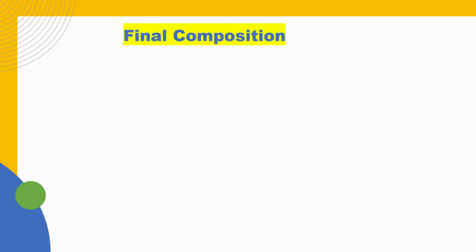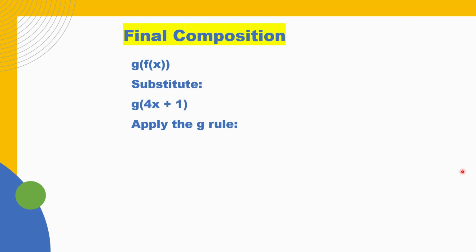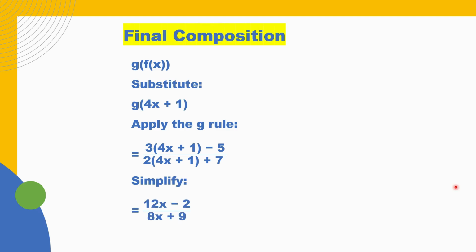Now we have come to the end part of this video. We need to find the composite function g(f(x)). Here also, the entire expression f(x) = 4x + 1 goes into the function g(x). So that is why we need to replace every x in the function g(x) with 4x + 1. That is why we apply the g rule here and after that we got this and then we need to simplify it further. So after simplification we got (12x - 2)/(8x + 9). That's our final composite function g(f(x)).